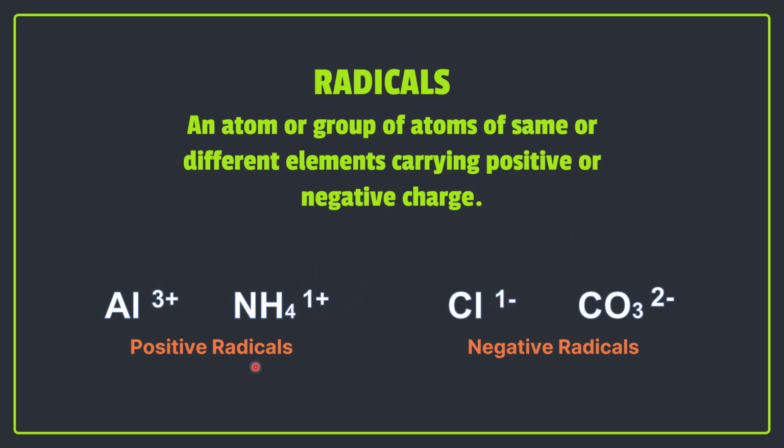So for example here, an element aluminium has a positive charge of 2 plus, and a compound NH4, which is ammonia, has a positive charge of 1 plus. Here, an atom, fluorine, has a negative charge of 1 minus, and CO3 has a negative charge of 2 minus. So these are examples of positive and negative radicals.